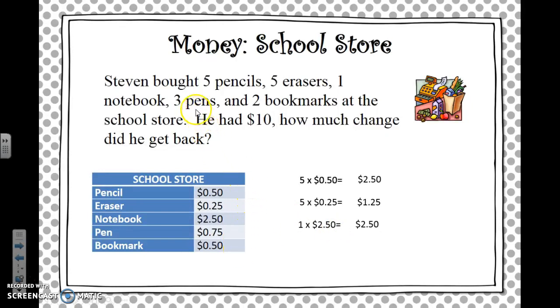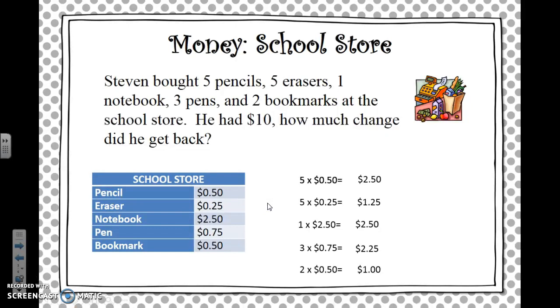Next, I've got 3 pens. 3 pens at 75 cents each. 3 times 75 cents is my equation, and I get $2.25. Lastly, I'm going to have 2 bookmarks that I'm getting from the school store. Those are going to be 50 cents each. So if I do 2 times 50 cents, I'm going to have $1.